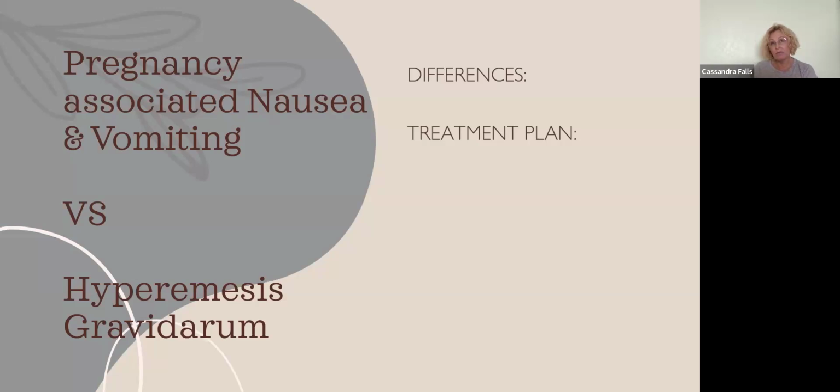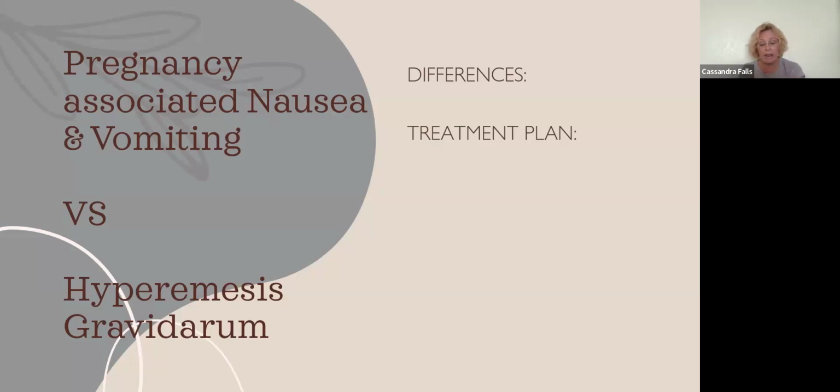The textbook's going to tell you probably 4 to 10 weeks. So it's going to start around the same time. You're not going to be able to tell a difference in the onset. But it can last through the second and third trimester. So it doesn't end when the hormone levels level out at the end of the first trimester. So these women may be sick the entire pregnancy.